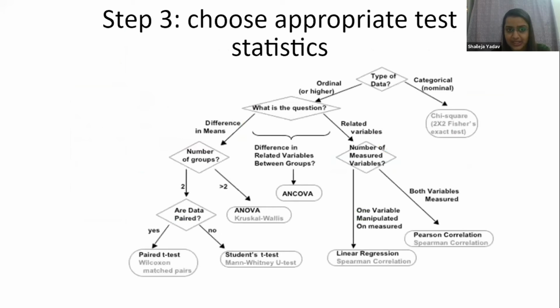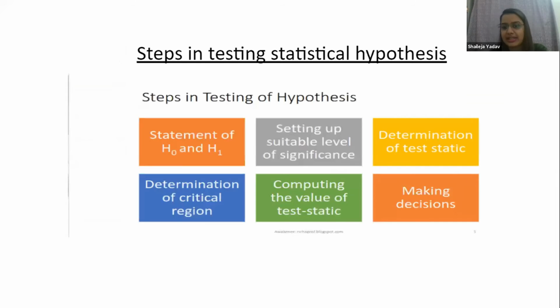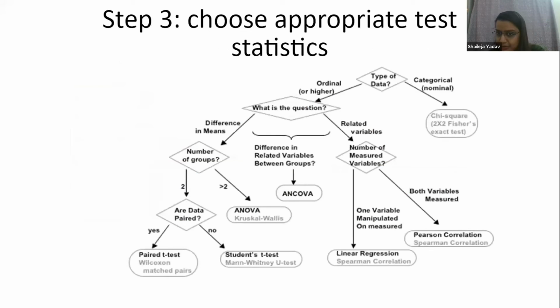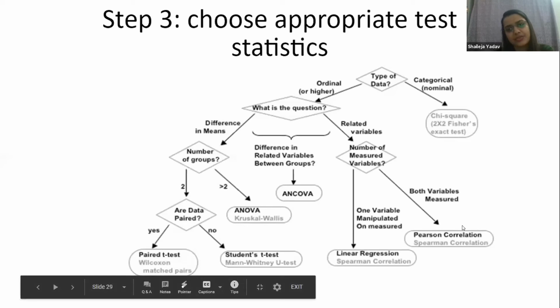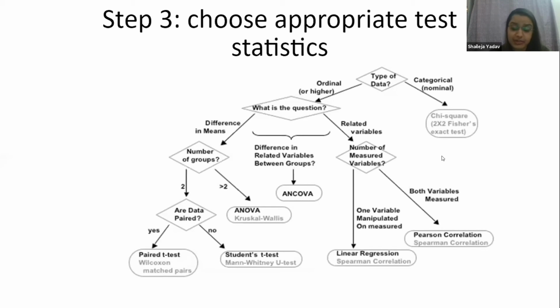After that, we will move to the next step, that is determining the test statistic. These types of flowcharts are extensively available in various textbooks of statistics or by a simple Google search also. It really depends on the type of data that you are using, the type of relationship that you want to find out, and the distribution of the data that you have. That is, for parametric data, you will be performing a different kind of test. For non-parametric data sets, you will be performing a different kind of test.